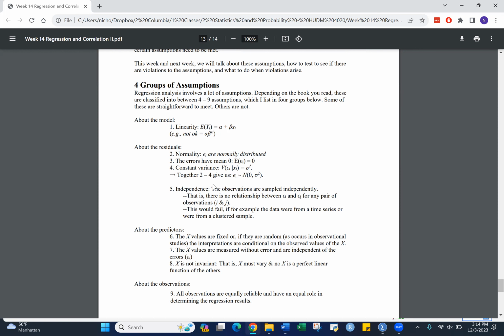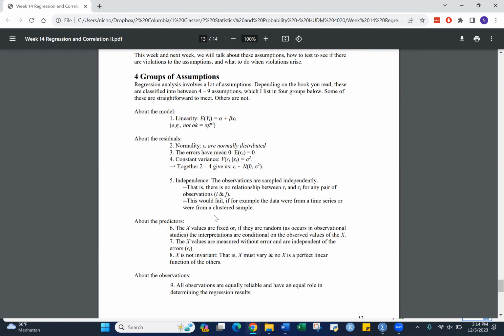So let's review a little bit. There are 4 groups of assumptions. You'll see the assumptions grouped in all different kinds of ways. And so here, let's look at the first assumption. We've said it's an assumption about the model. That is, there's linearity in the regression parameters.